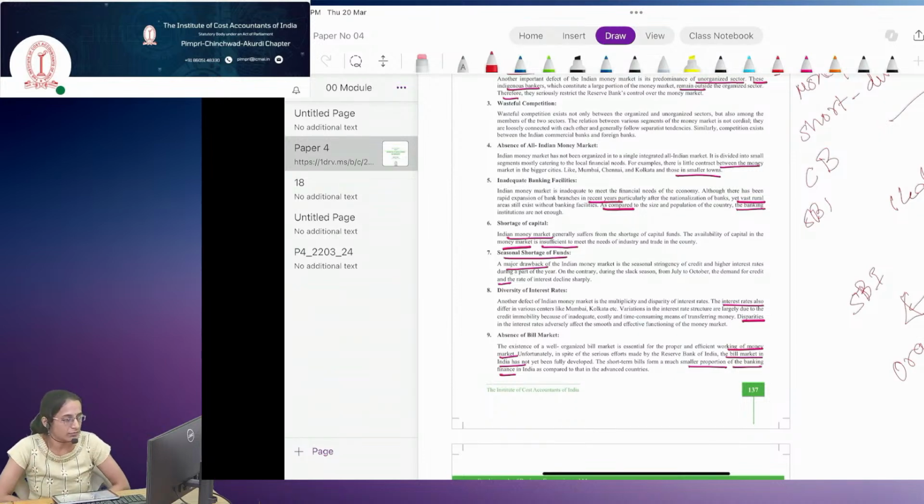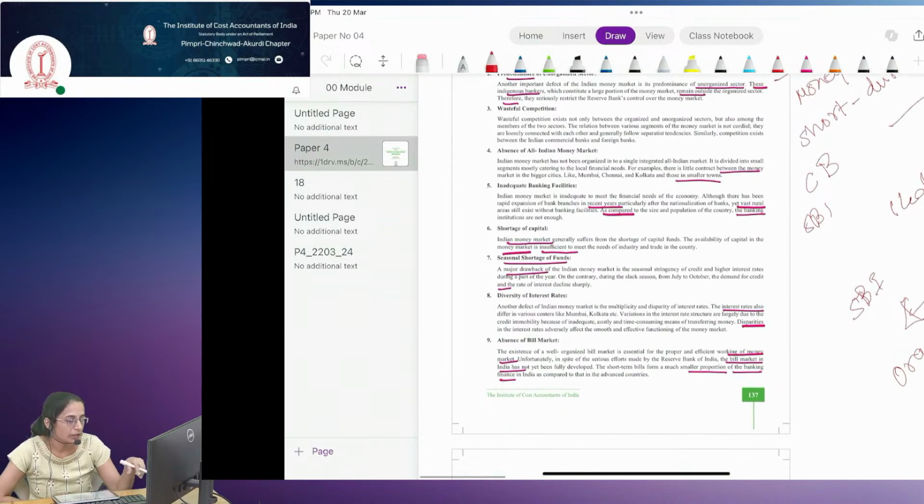It will affect, see, if I am in Mumbai and another person is in Pune and they operate in the same money market, if the interest rates provided in Mumbai are more than Pune, people will go to that particular area or purchase from that particular area. So these disparities create complications in the effective functioning of that particular money market.